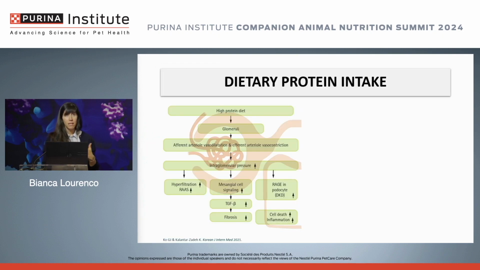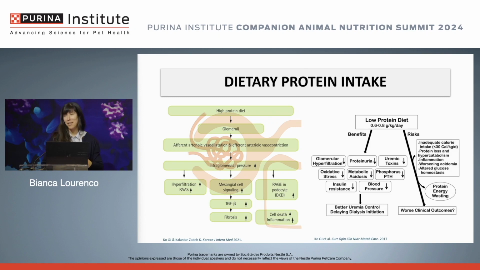And so the recommendation to reduce protein content in animals with proteinuria comes because high protein diets, at the glomerular level, are going to increase intraglomerular pressure. That's because they preferentially dilate our afferent arteriole and constrict the efferent arteriole. So with that, you have a promotion of proteinuria, increases in, again, hyperfiltration, increases in the RAS, and worsening fibrosis.